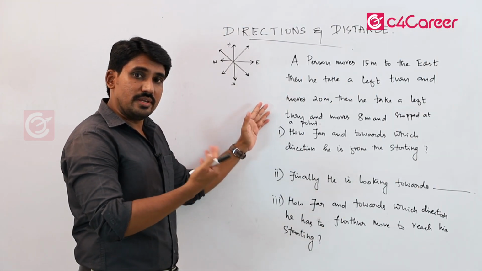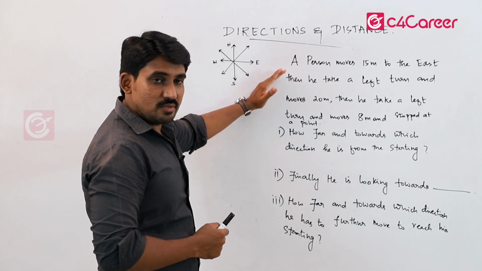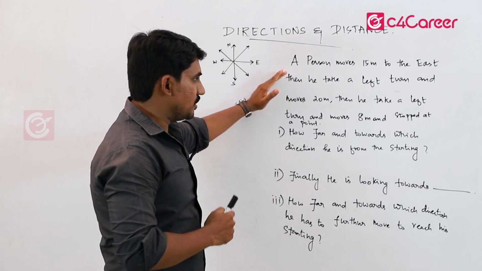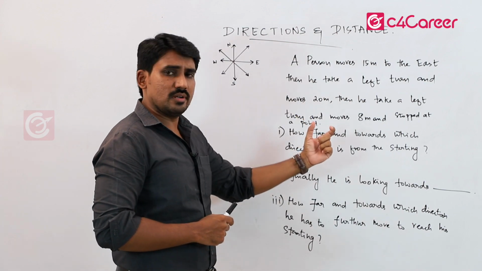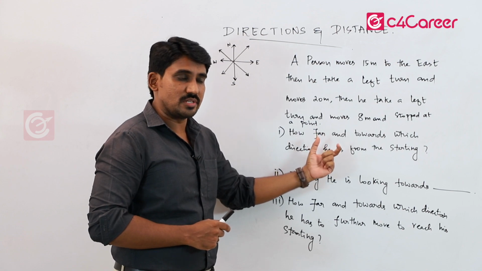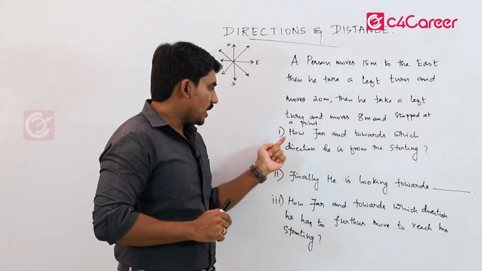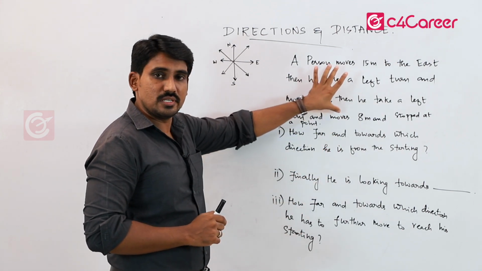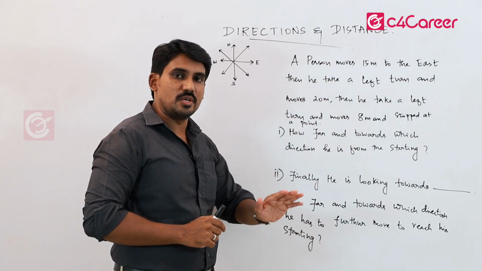So we will see the next question. A person moves 15 meter to the east, right? Then he takes a left turn and moves 20 meter. Then he takes a left turn and moves 8 meter and stops at a point. This is the instruction and it is followed by 3 questions.